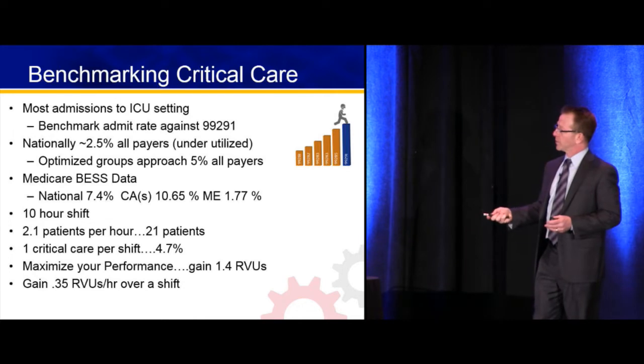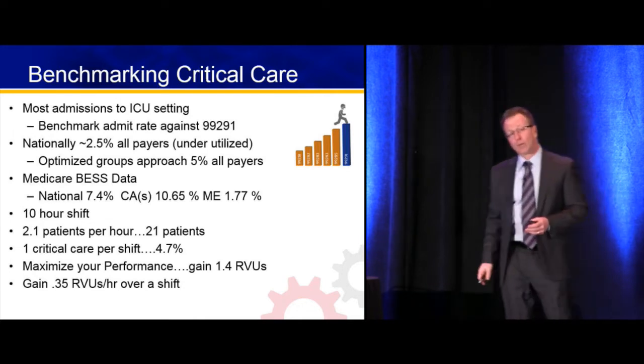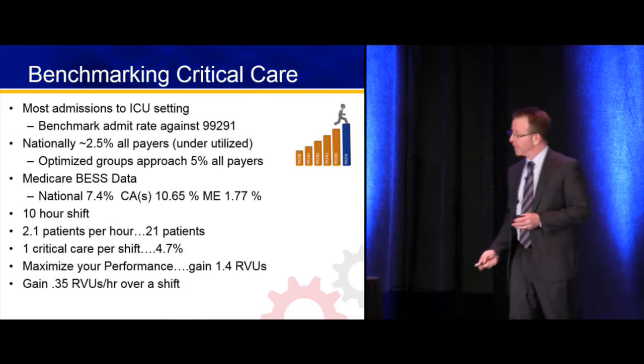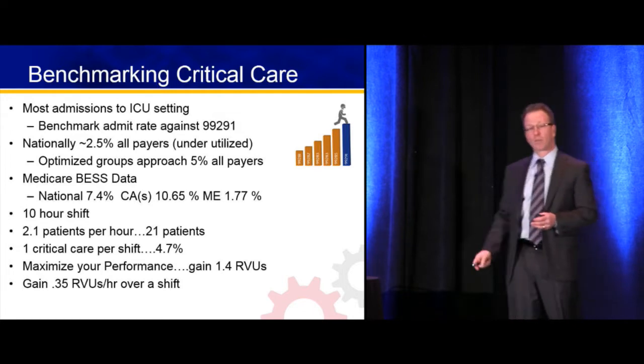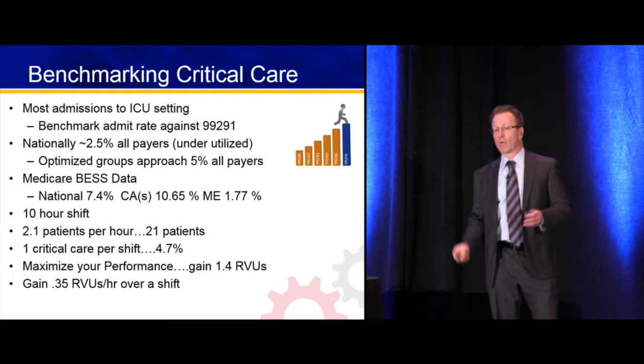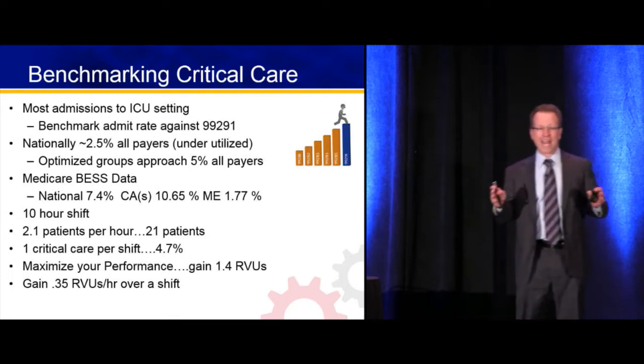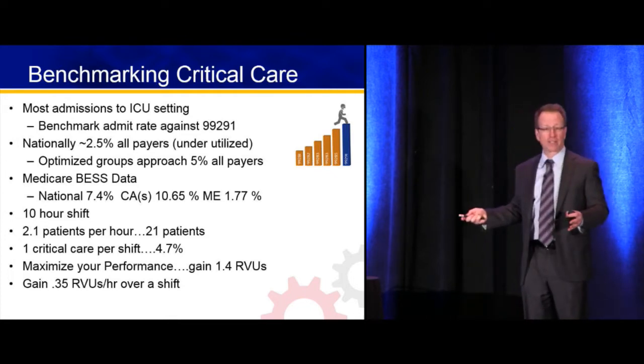National, across the entire country, 99291 for Medicare, 7.4%. Southern California, 10.65%, and the great state of Maine is 1.77%. Why is that? So is the answer that sunlight actually makes you sick?